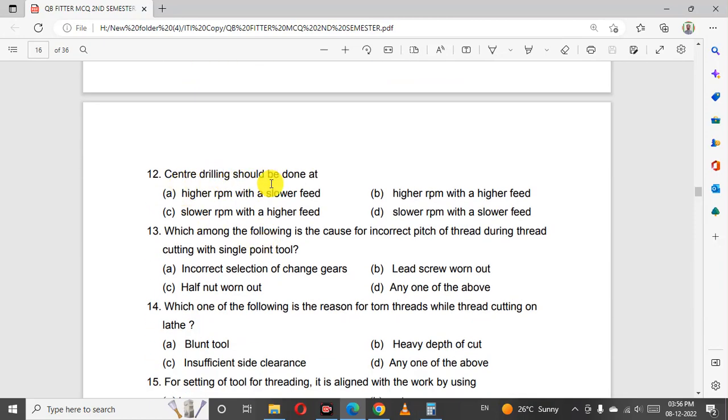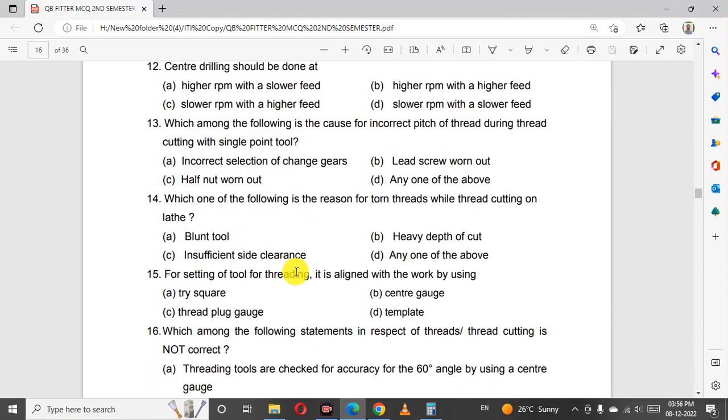Center drill should be done at high RPM with a slow feed.